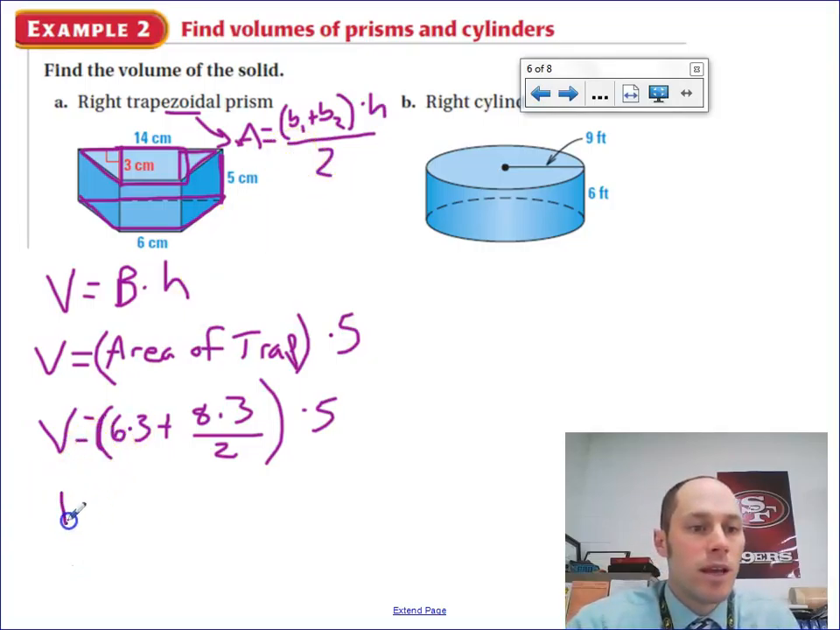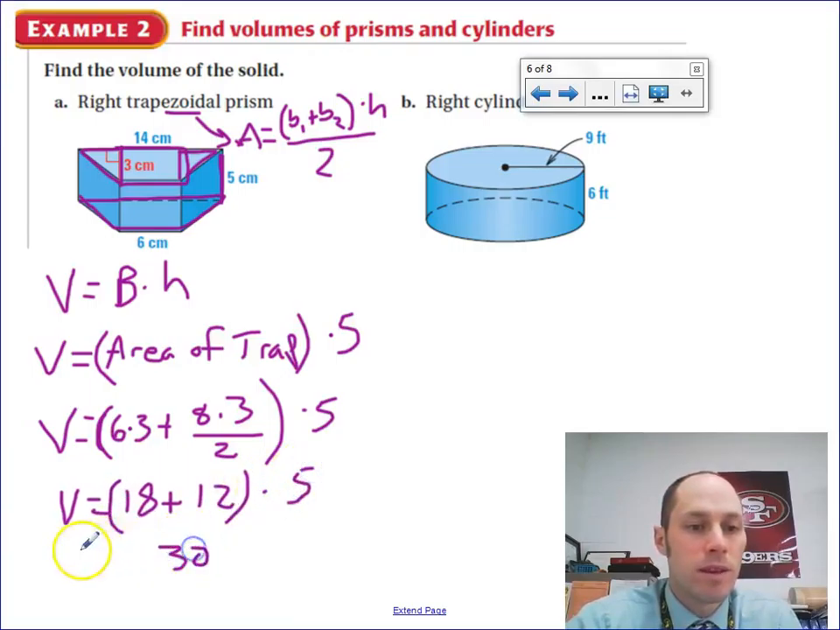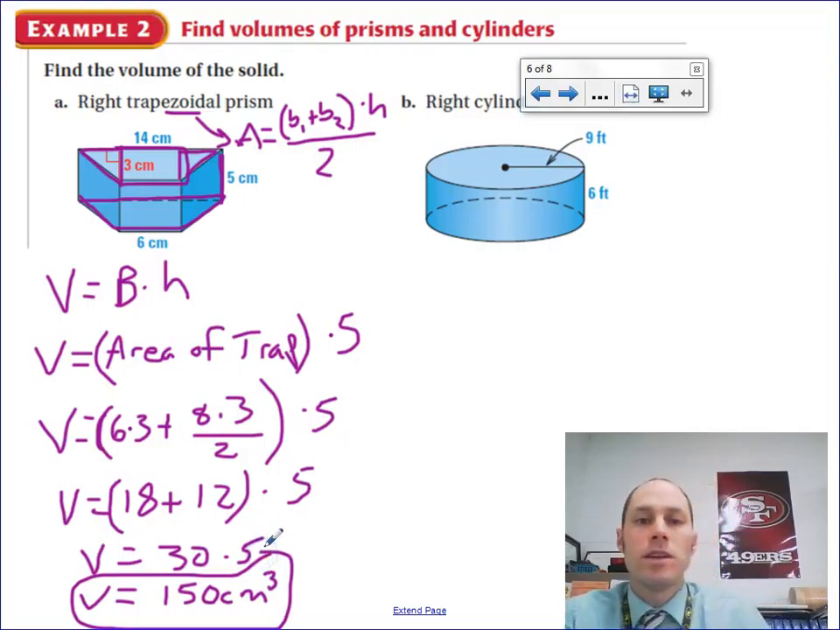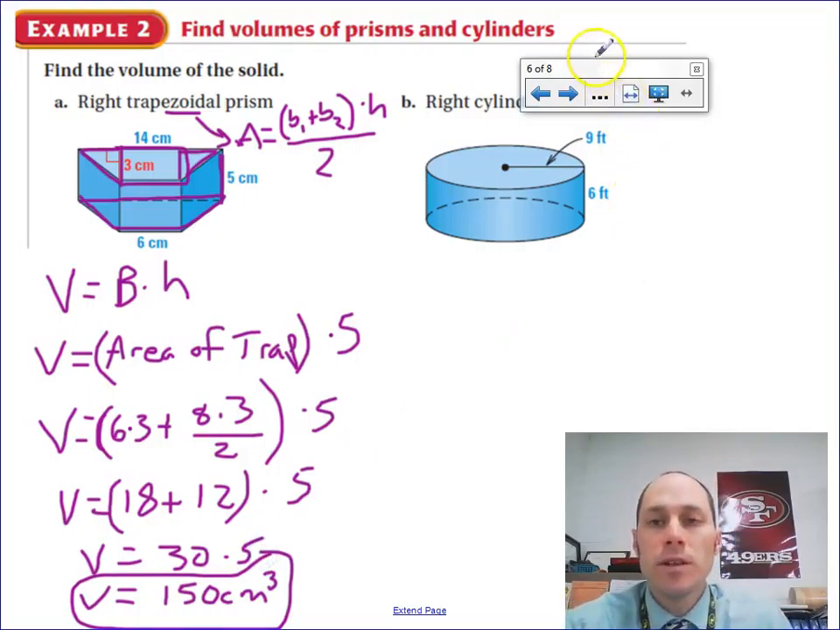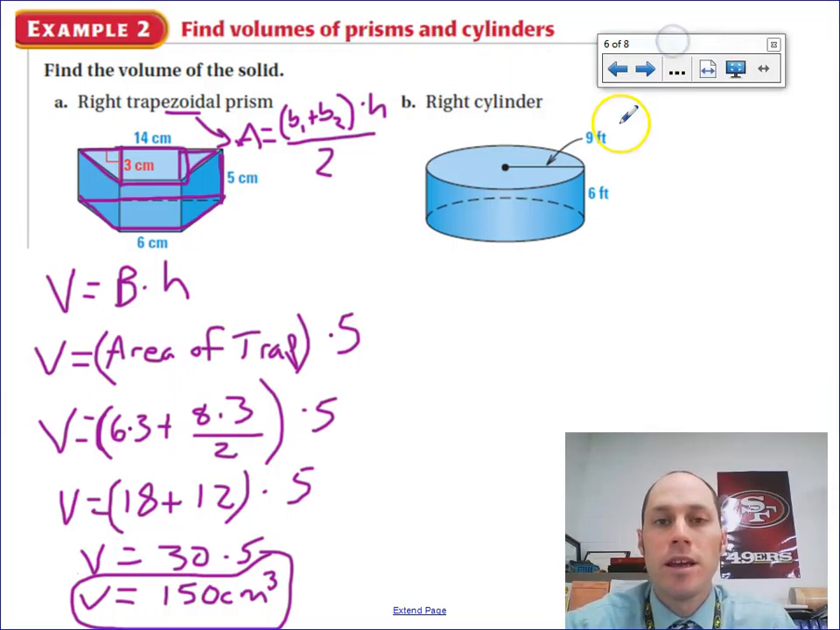So as we take a look now, we've got 18 plus 8 times 3 is 24, divided by 2 is 12. So 18 plus 12 times 5, 18 and 12 is 30. And volume is equal to 30 times 5. 30 times 5 is 150. And our label is centimeters, but we're talking cubic centimeters. So 150 cubic centimeters.